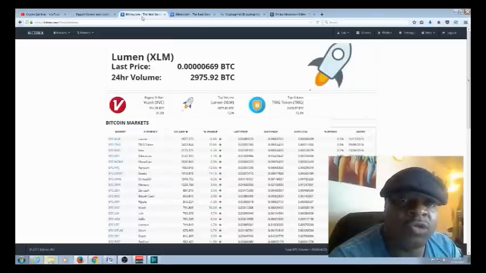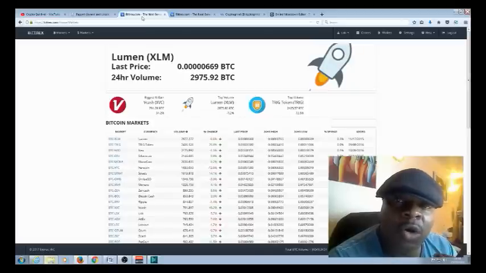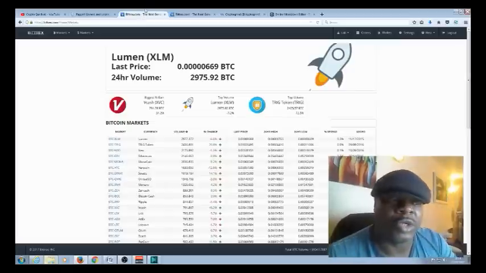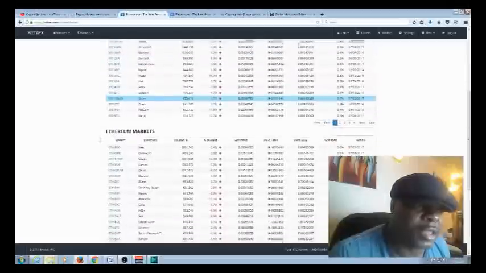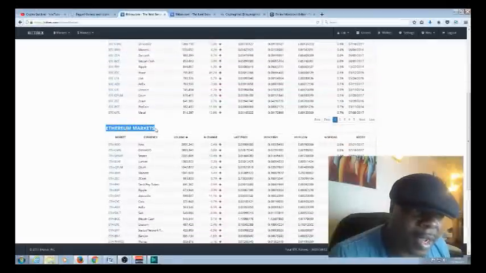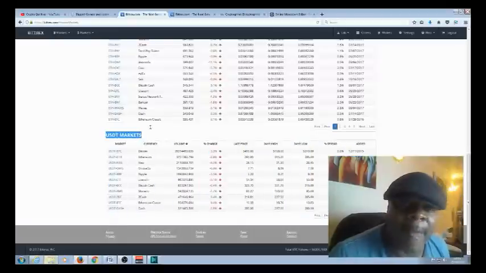Now on Bittrex, you can only carry out a trade in three currencies. So you can carry out a trade in Bitcoins, you can carry out a trade in Ethereum, and you can also use US dollars to carry out a trade. So this is the Bitcoin market here, Bitcoin market there. This is the Ethereum market here, Ethereum market there. And this, of course, is the US dollar market.